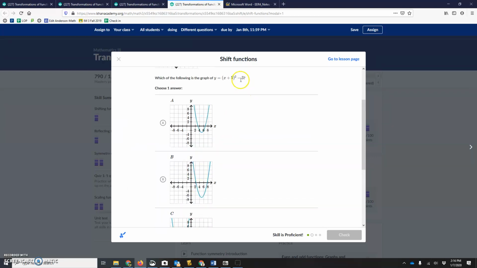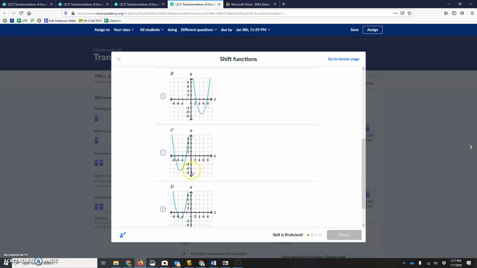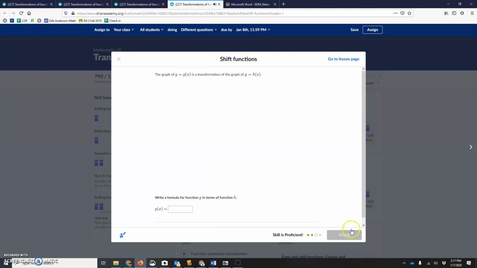Next is minus 3. Okay, this means that we're going to be going down 3. It's a vertical shift. We go down 3 units. And so looks like C goes down 7 units, and D goes down to 3, because this matches up with 3 right here. So it is D. Okay, next question.